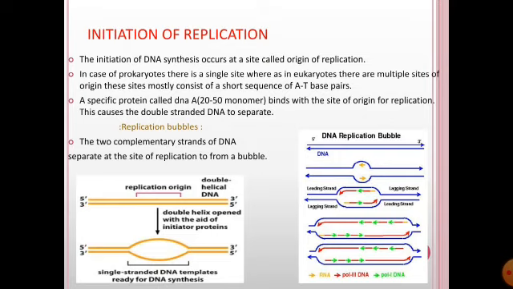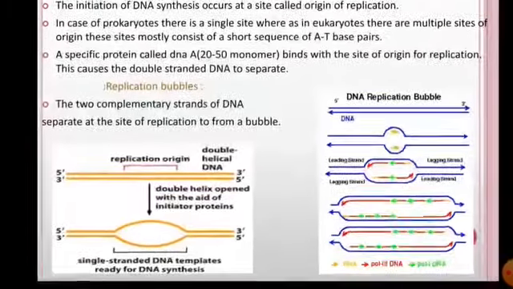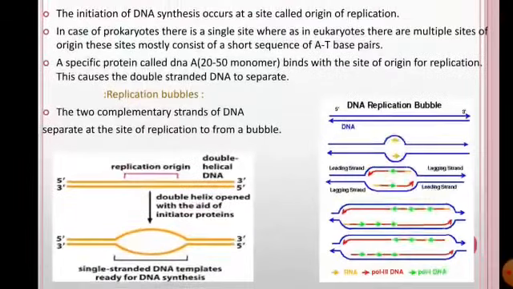Okay. The two complementary strands of the DNA molecule separate, and the replication bubble forms. See in the diagram, the DNA double helix forms. There is the binding of protein molecules to the adenine and thymine base pairs at the origin site, and bubbles develop. There is a single-strand DNA template ready for the synthesis of DNA.